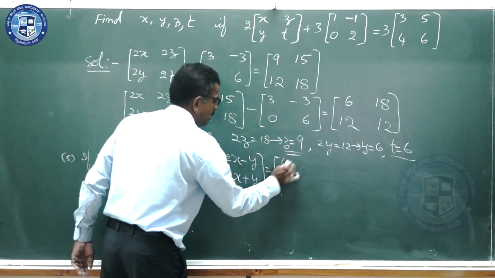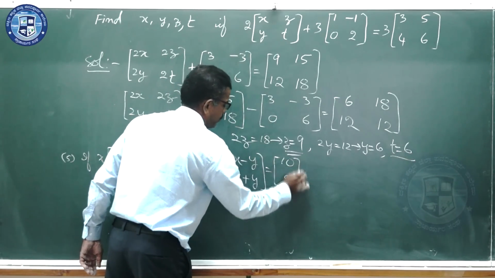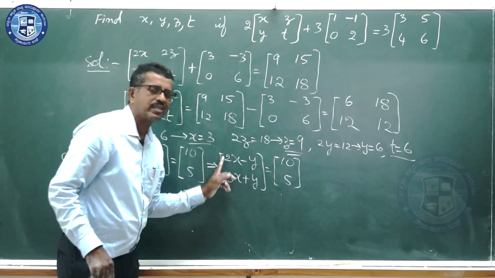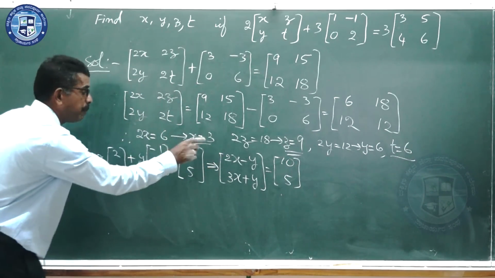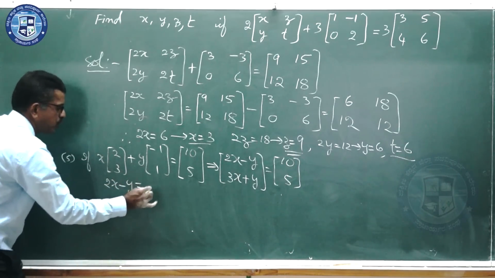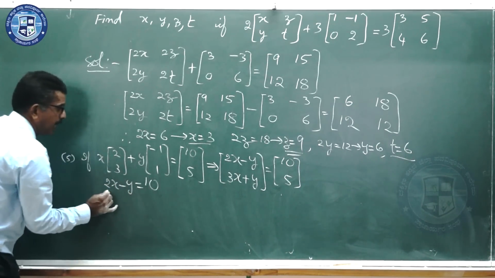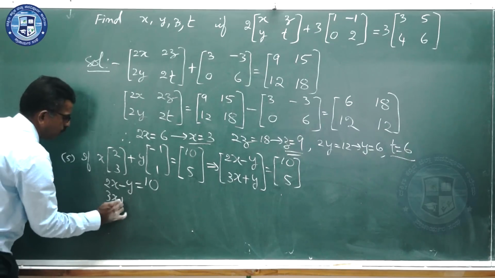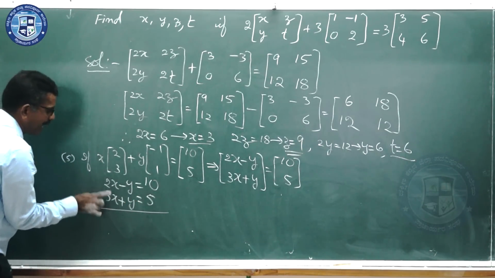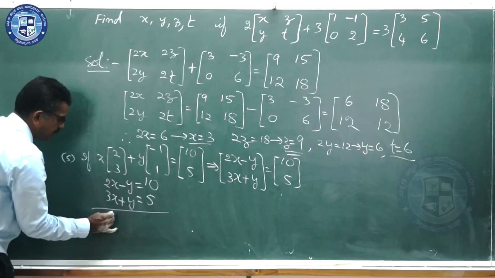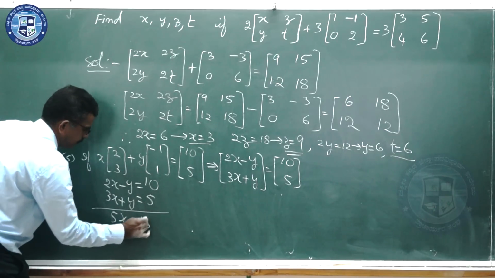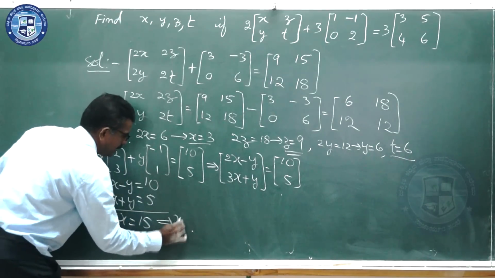Right hand side would be 10 5. We have two simple algebraic equations which you get by comparing the elements. By comparing the elements of the matrix, 2x minus y is 10, and here 3x plus y is equal to 5. So what do you get on adding? Plus y minus y get cancelled. We get here 5x is equal to 15, which further implies x is equal to 3.